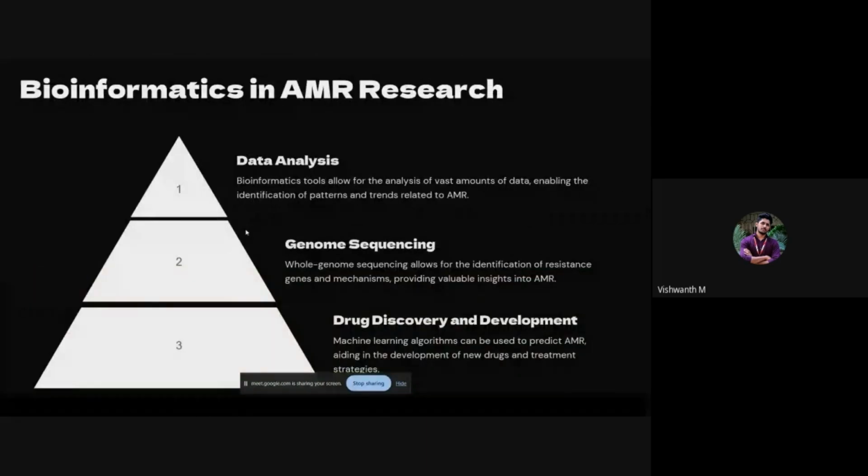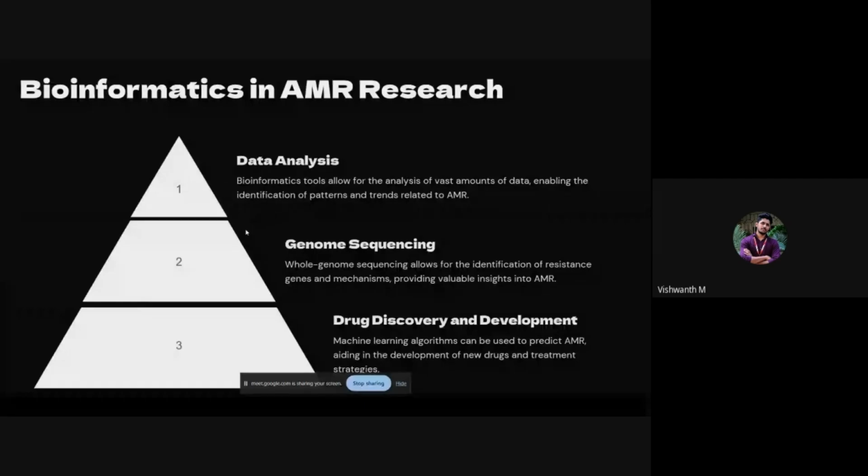So, bioinformatics in antimicrobial research. Let's look into what bioinformatics is. Bioinformatics is like giving scientists superpowers. What is bioinformatics? Bioinformatics integrates biology, computer science, and information technology to analyze biological data. Its applications in AMR are transformative.